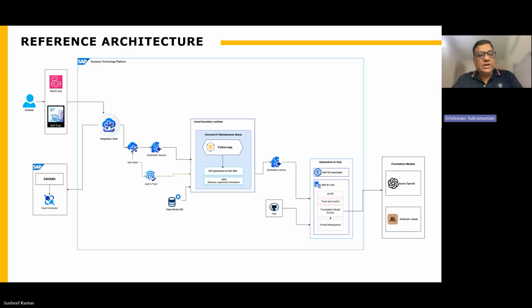So having said that, if you look at the reference architecture, this is something typically any GenAI app, if you're using the Python SDK, would follow. So you do have your access points. In our case, it was more mobile devices and web apps. So that's what you see on the left, how the user interacts.